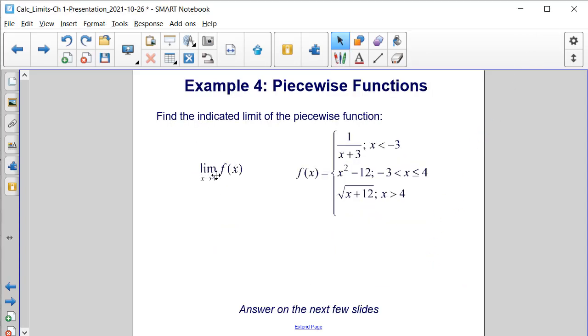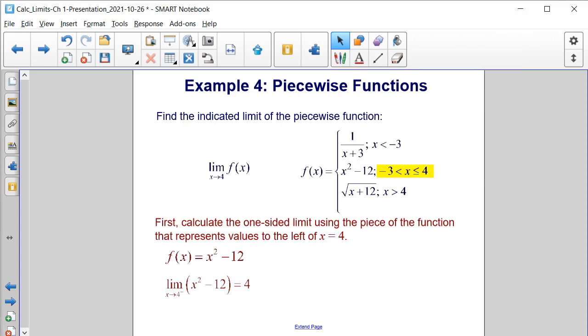So let's find the limit of f of x as x approaches 4. First, we're going to calculate the one-sided limit using the piece of the function that represents values to the left of x equals 4. So that's when -3 is less than x, which is less than or equal to 4. So we're going to substitute 4 in for x in this expression. And when we do that, we would get 4 squared, which is 16, minus 12, which is equal to 4.